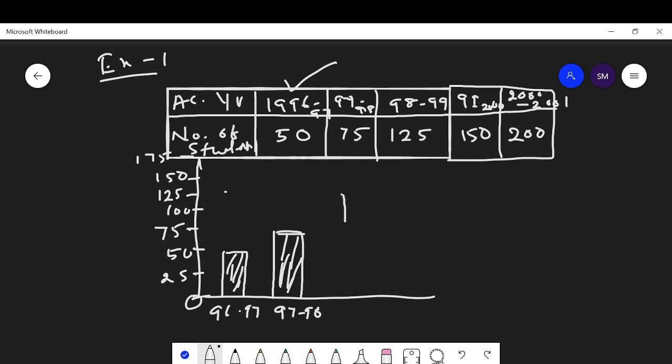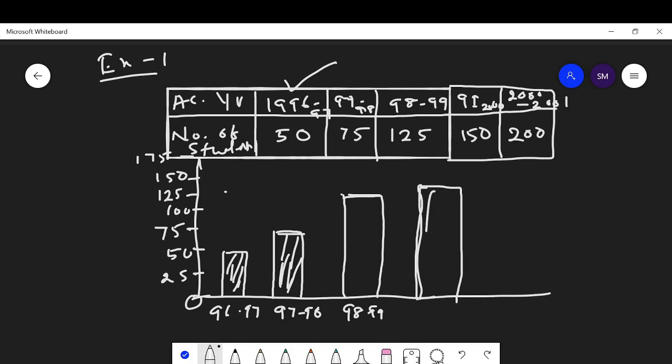125. Then this is 125. This bar graph shows 98 to 99. In this way, 99 to 2000, 150. Then this bar graph shows 97, 99 to 2000. This is the bar graph representation of 98 to 99, and this is 99 to 2000.